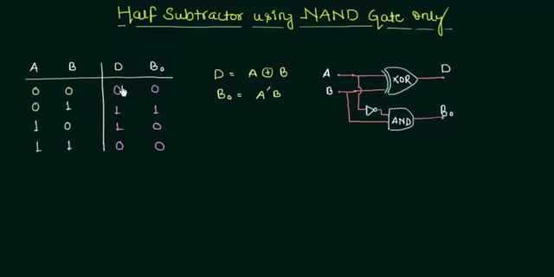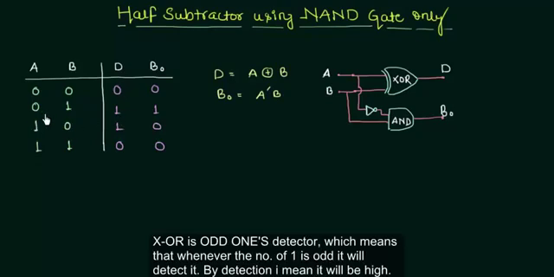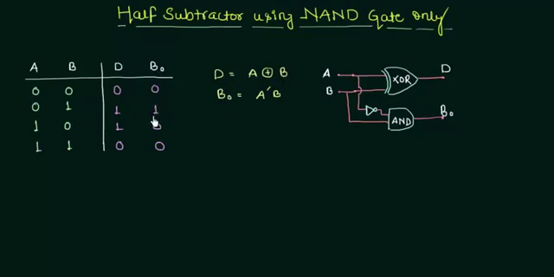And you can see that the difference is what? Odd ones detector. Whenever there is an odd number of ones on the left hand side, the D is high, which means that it is a XOR operation. So D is equal to A XOR B, and the borrow output is very simple. It is high only for one case, when A is low and B is high. So A complement B, and I have implemented it just by using a XOR gate, an AND gate, and a NOT gate for A complement. Now let's move to the NAND gate implementation part.